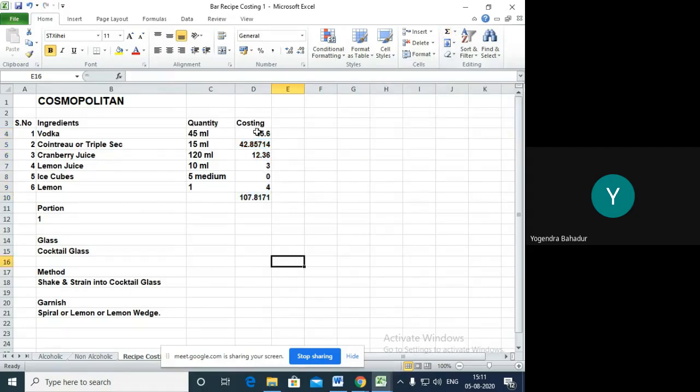So summing up all the things, the costing is coming to around 107.8, which approximately we can take as 108 rupees. So what is our recipe costing for the cosmopolitan? It has come to somewhere around 108 rupees. So this is done for now, and maybe in the next practicals, or in the coming practicals, we are going to learn about its pricing factors also.